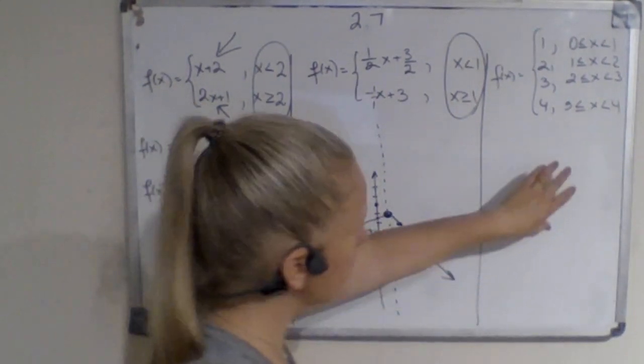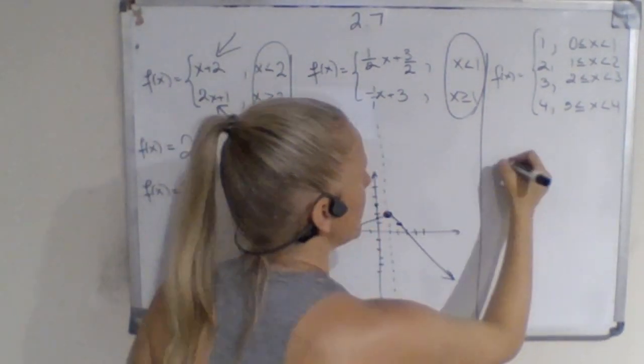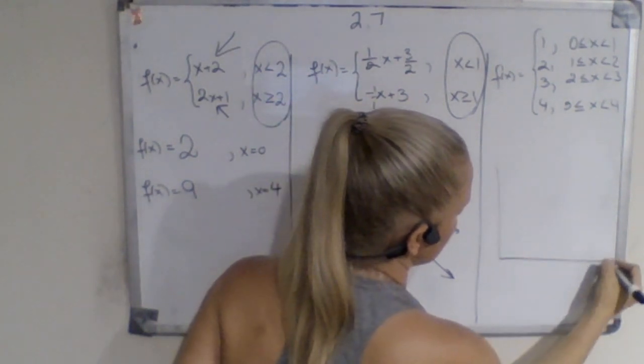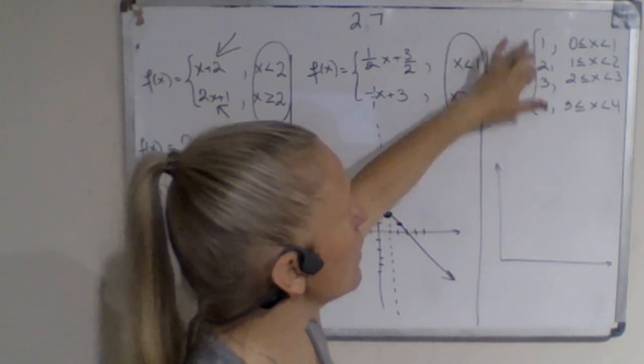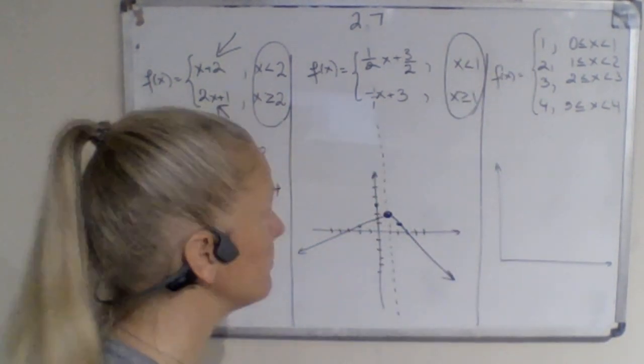Let's look at this one. This is called a step function, and it's because it's going to be graphed as a step. Here's my graph, and I don't need the negative numbers at all, so I'm going to save some space. Here's what I know. First of all, my y is 1, my y is 2, my y is 3, my y is 4. I know it's going to be horizontal lines, right?